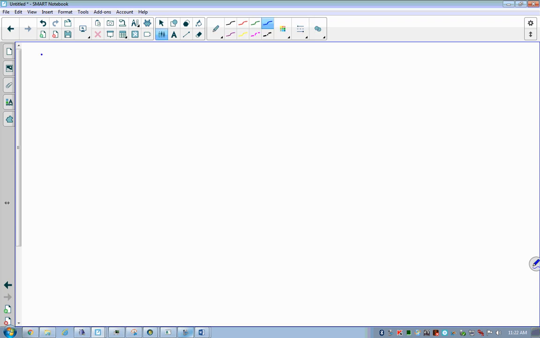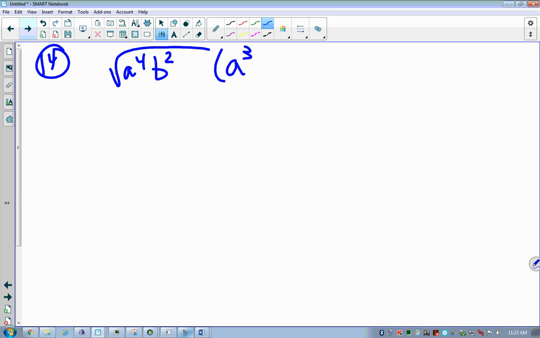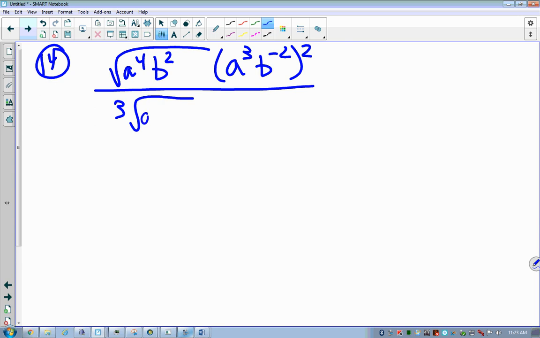14. How many have I done? 1, 2, 3, 4, 5, 6, 7, 8. This will be the 9th question, so 14. I don't know if I'm going to get through all this. Okay, square root of a to the 4th, b squared. Okay, the rest of this is outside. a cubed, b to the negative 2nd, squared over cube root of a cubed, b to the negative 6th, square root of b to the negative 1st. Okay.